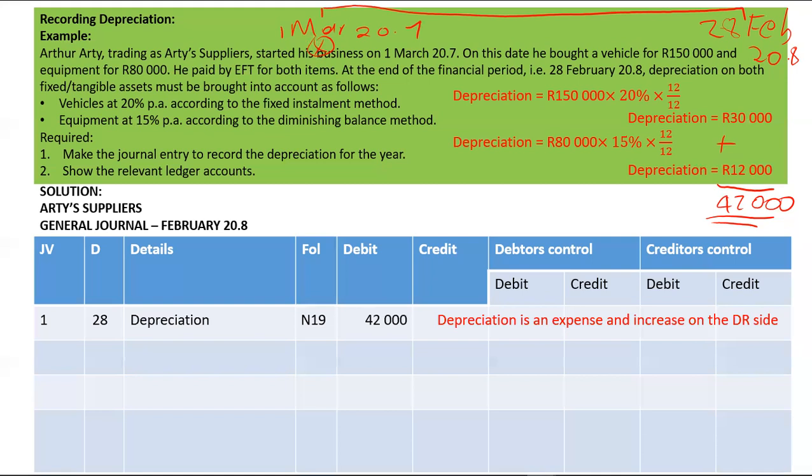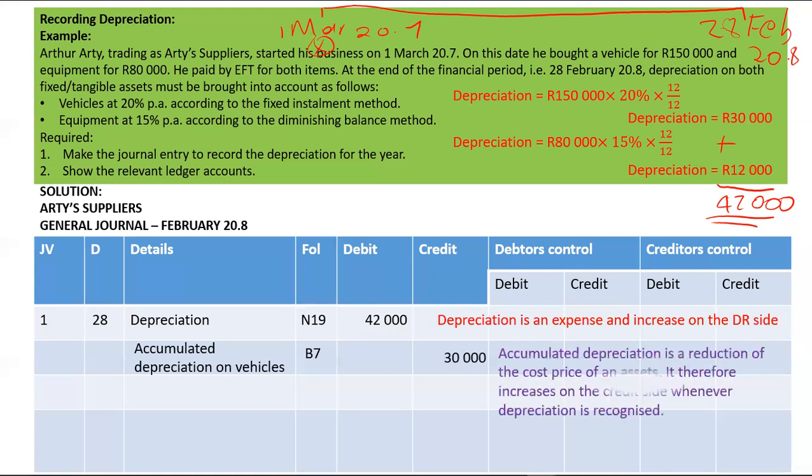This depreciation is divided between depreciation on vehicles and accumulated depreciation. Accumulated depreciation is intended to reduce the value of your asset. That is why accumulated depreciation goes up on the credit side. So we are going to start with accumulated depreciation on vehicles, meaning that for the current year, our accumulated depreciation on vehicles will increase by the depreciation on vehicles for the current year, which is 30,000. It will increase on the credit side. That is because it's a valuation allowance that helps us value assets at the correct value.